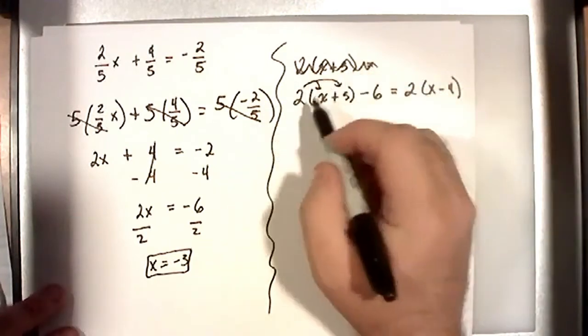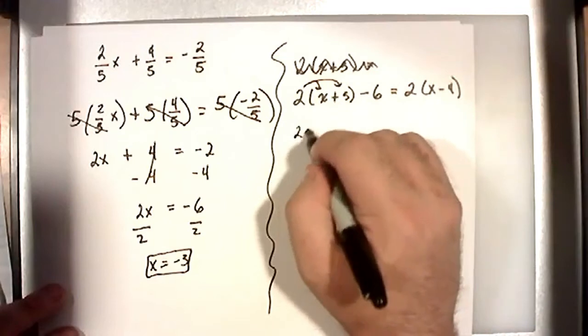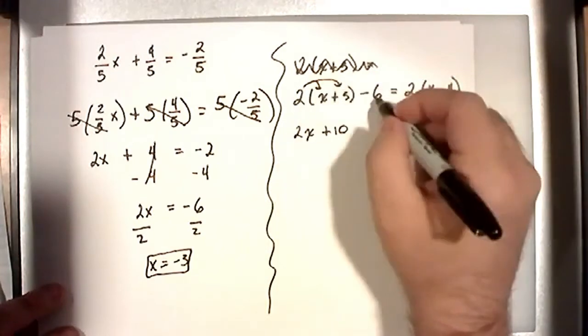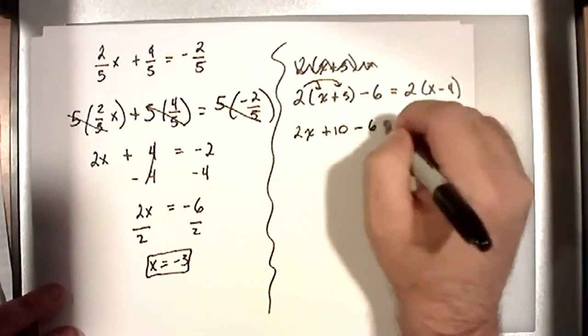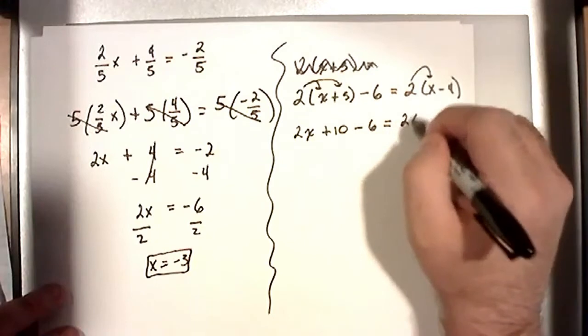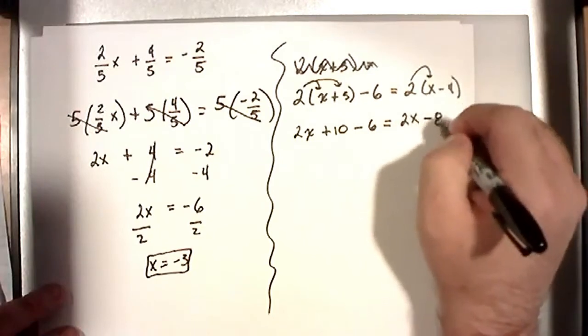You remember what that means from the last homework. 2 times x is 2x. 2 times 5, that's positive 10. Remember, we are not distributing to the -6 because it was not in the parentheses. 2 times x is 2x. 2 times -4 is -8.